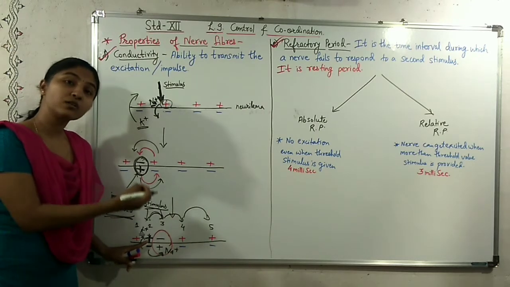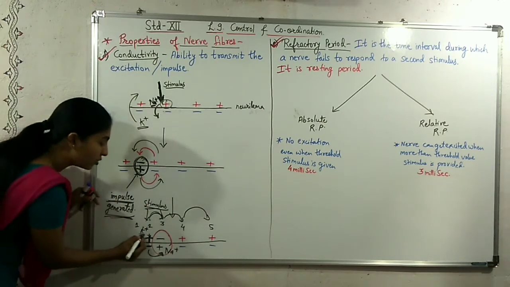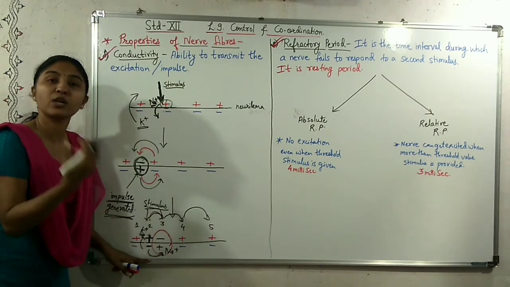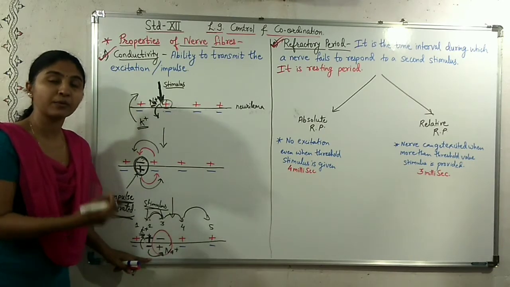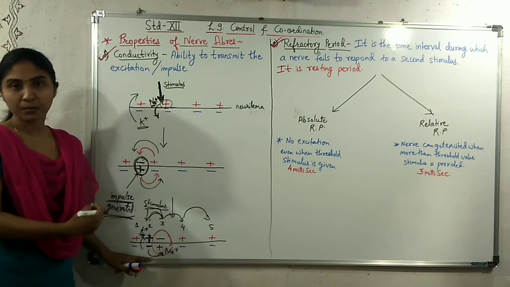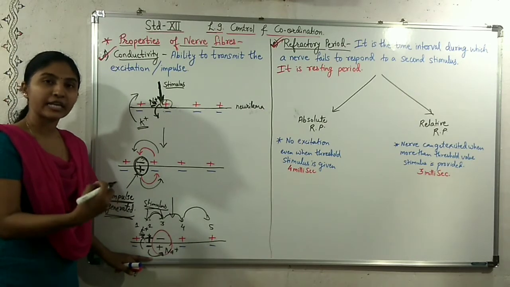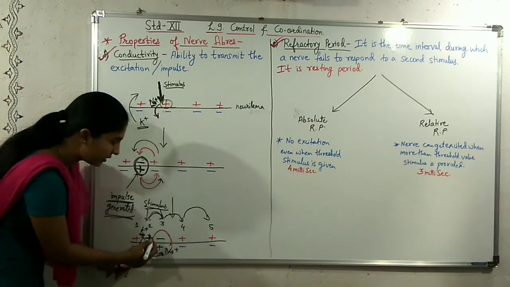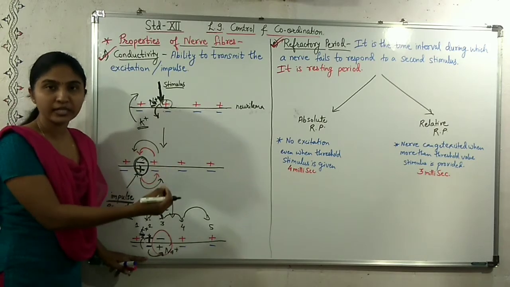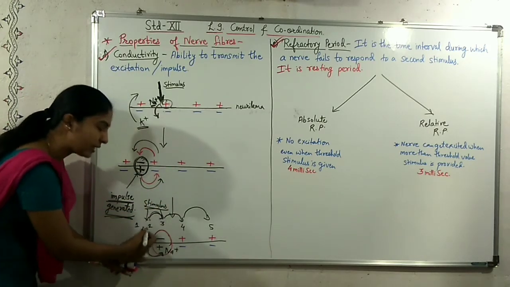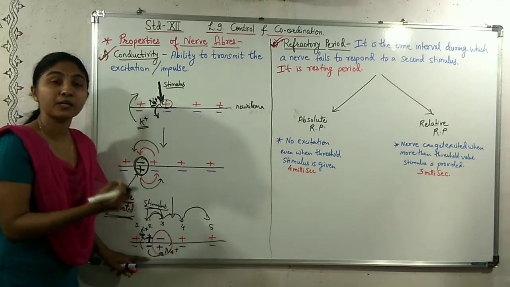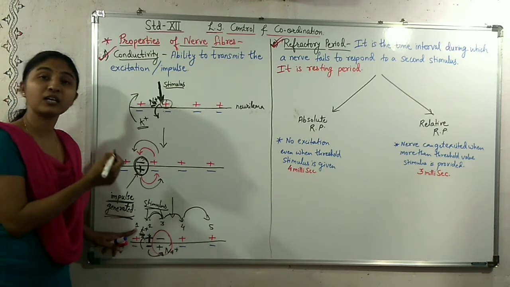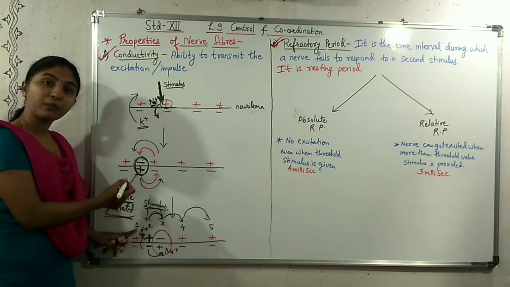For whom? For sodium ions. But as there are no sodium ions over here, they will not move in. The impulse will not be generated, or the nerve fiber will not get excited. So even if the stimulus is provided, even if that stimulus is of threshold intensity, there will be no generation of impulse. Why? Because there is no sodium ion present outside the membrane, on the outer side of the membrane.